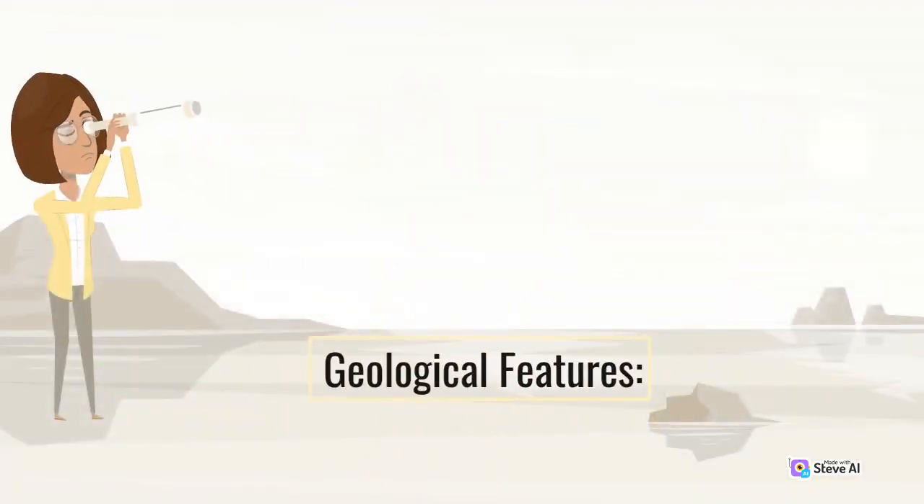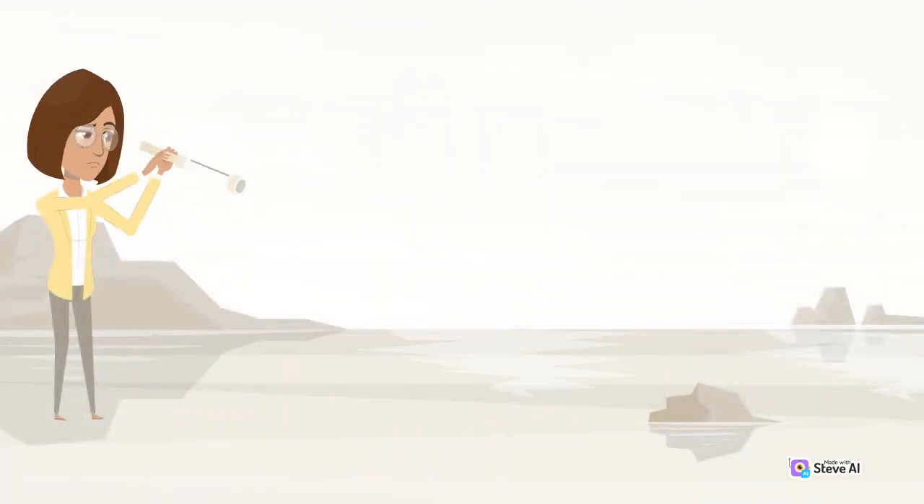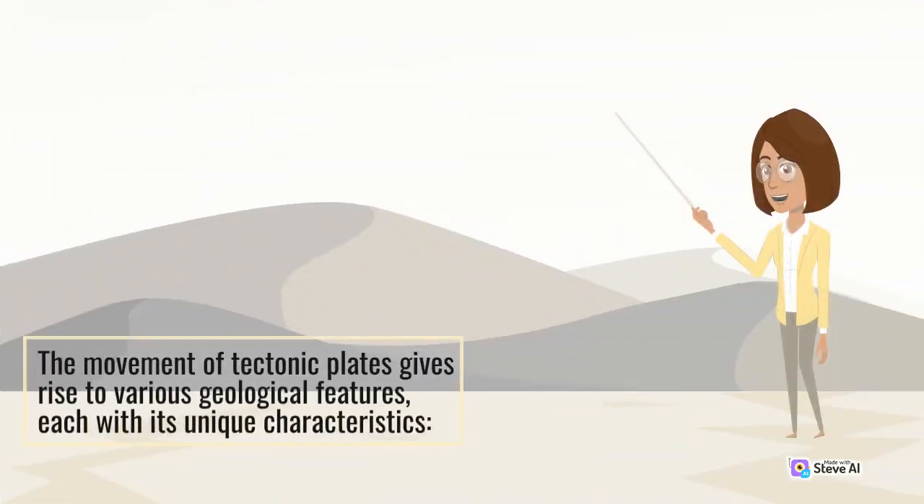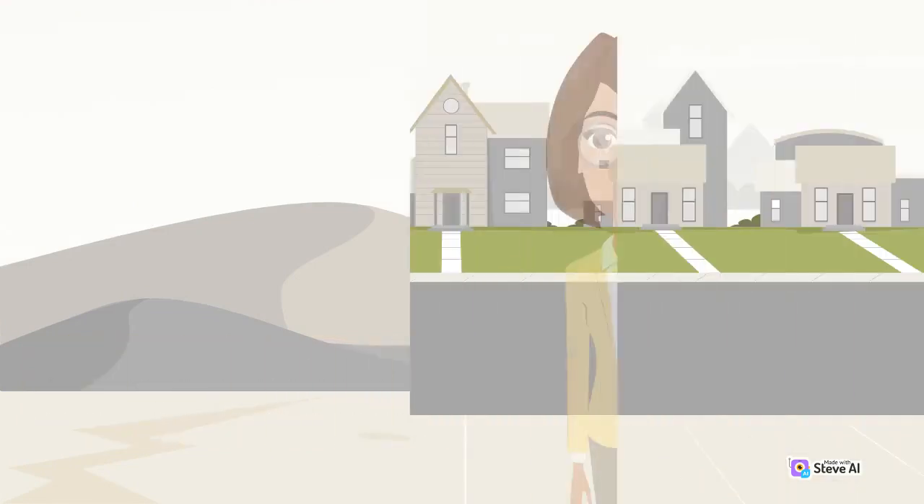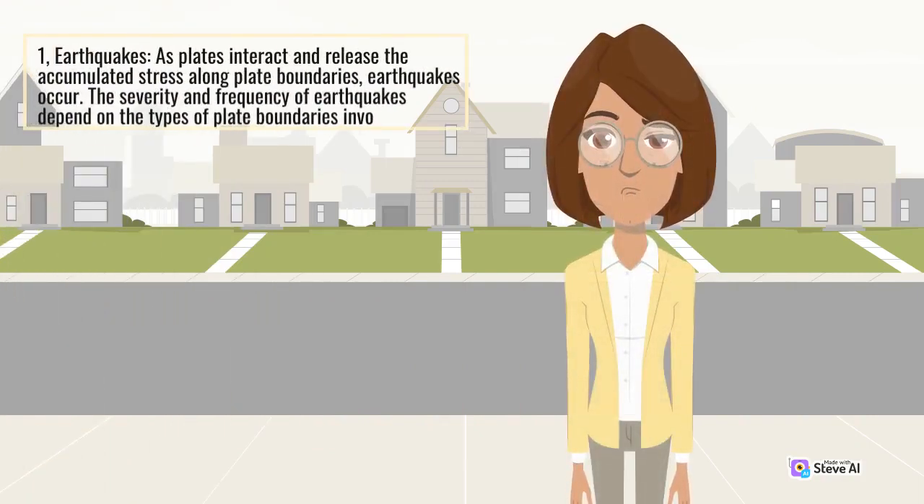Geological features. The movement of tectonic plates gives rise to various geological features, each with its unique characteristics. 1. Earthquakes. As plates interact and release the accumulated stress along plate boundaries, earthquakes occur. The severity and frequency of earthquakes depend on the types of plate boundaries involved.